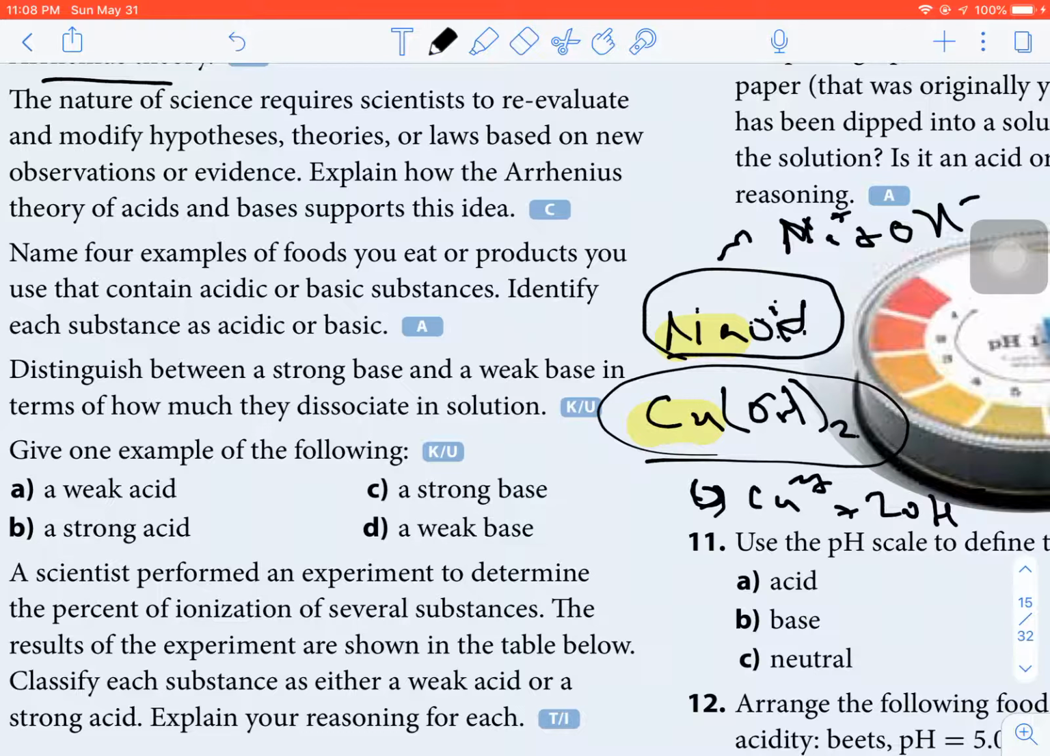So that's our definition. That's our difference between a strong base and a weak base in terms of how much they dissociate in solution, how much they will separate into sodium ions and hydroxide ions. 100%. It's a strong base. Copper ions and hydroxide ions, almost none at all, because it's a weak base. Okay, so that's the main difference between the two.